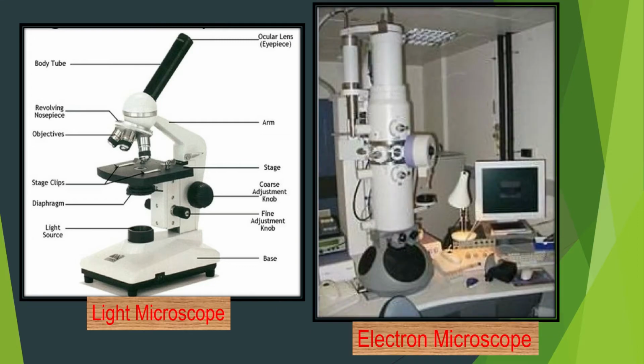You can observe microorganisms using many types of microscopes. The first one is light microscope, the second one is electron microscope. Electron microscope is more powerful than light microscope. It can be used to observe tiny organisms like viruses.